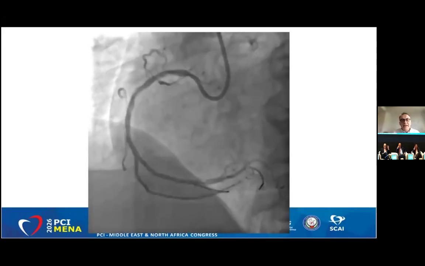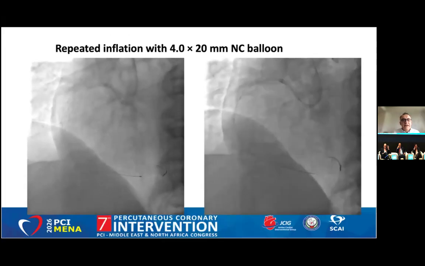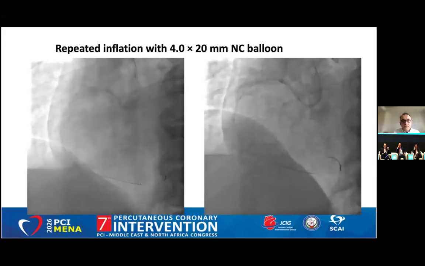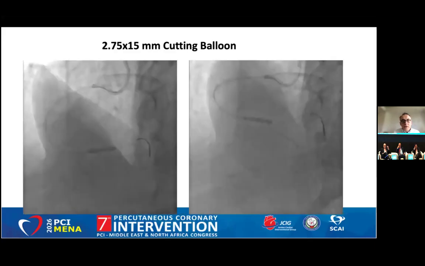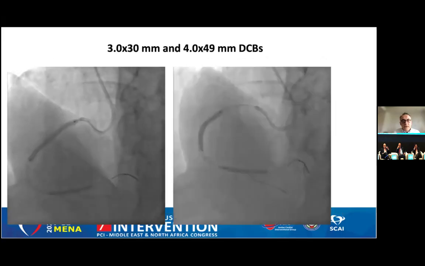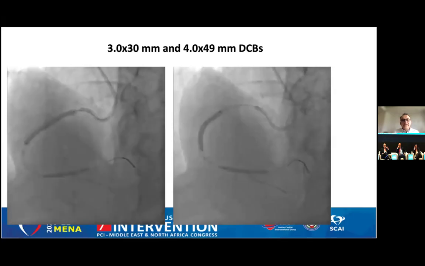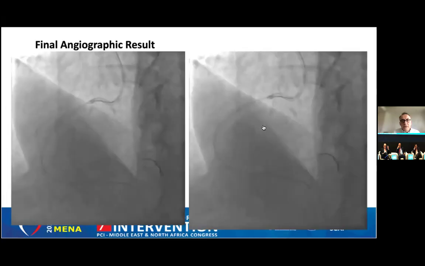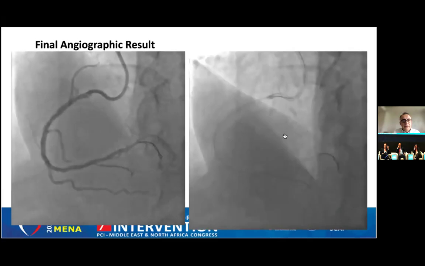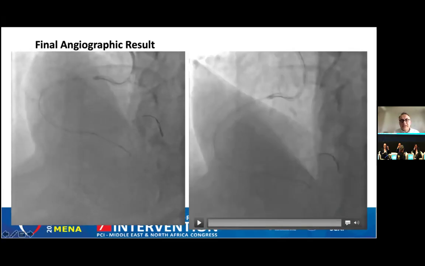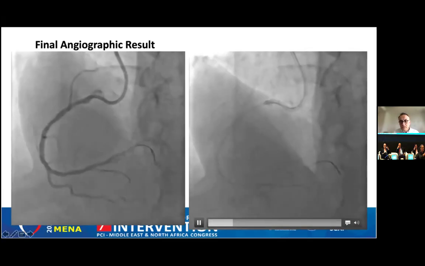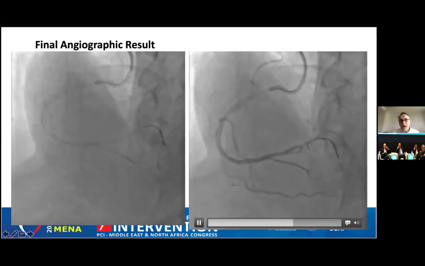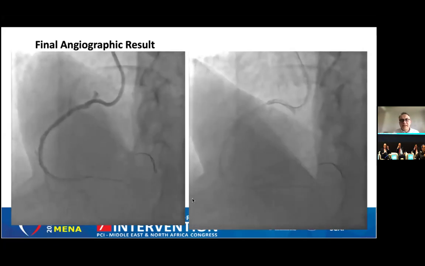I think we believed that we could do this with DCB, and we did DCB from the distal. Again, we did a cutting balloon at the distal. Now we are doing DCB 3.0 distal, 4.0 proximal. And then this is the result after 2 DCBs. I think this result is acceptable for DCB.